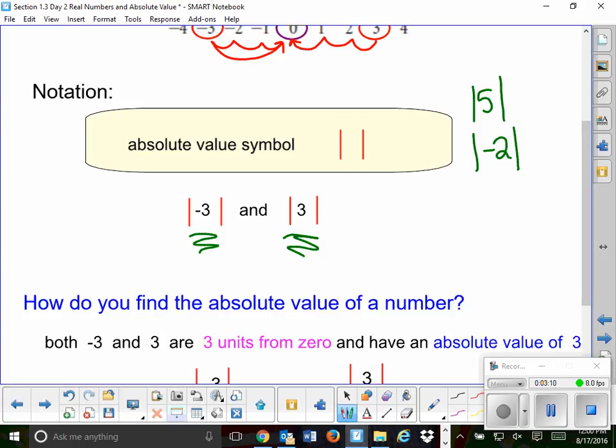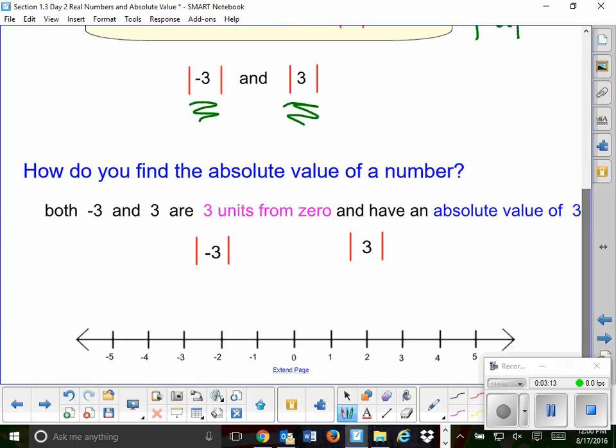So how do you find the absolute value of a number? One way to do it is to say, hey, let's put these on the number line, and how far is it from 0? 1, 2, 3, that's 3. You can also say, okay, here's 3 on the number line. It is 1, 2, 3 places from 0, so the answer is 3. So one way is to draw a number line and count it out. Another way is to say, hey, let's just make this positive, and what you get is 3. But we're talking about distance from 0, and that's why we're counting on the number line.